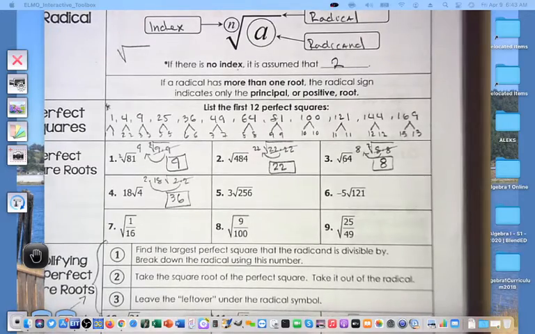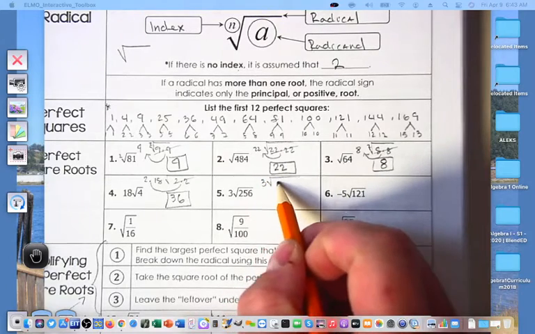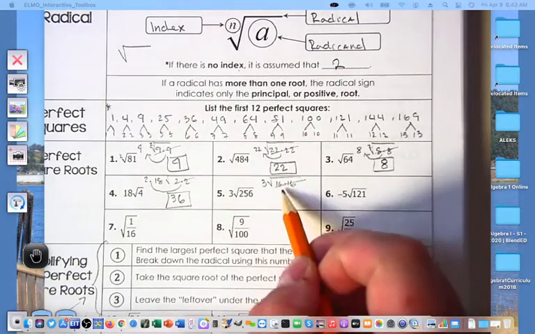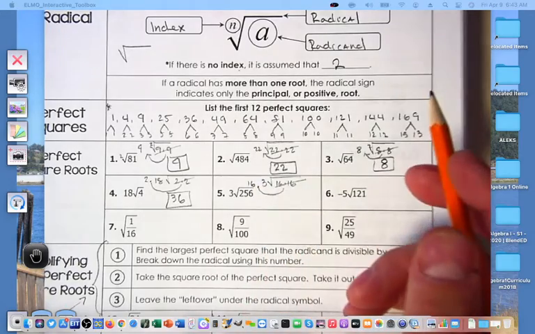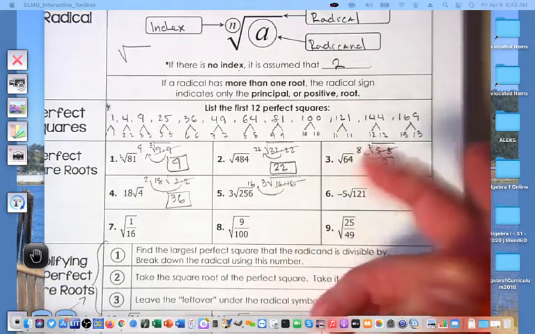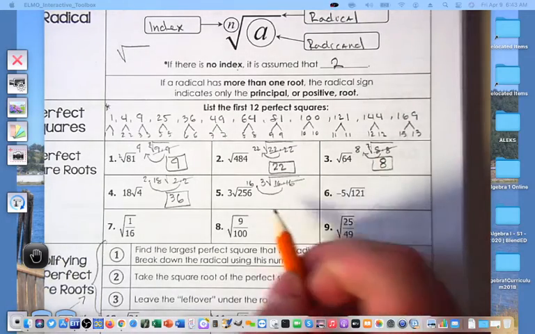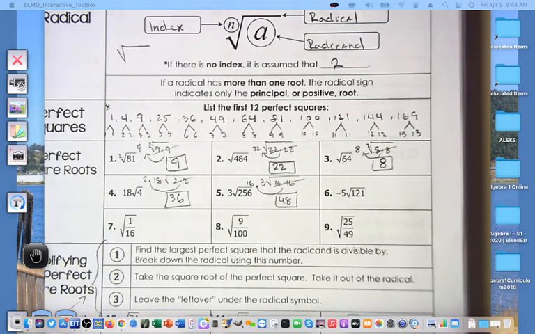Let's do this again here with a larger number, 256. There's another one that's a perfect square that you might not recognize. 256 breaks down into 16 times 16. So the two 16s go to the outside, and the single 16 we bring out is going to be multiplied by the 3 on the outside of the radical. 16 times 3 equals 48. And so there we are.